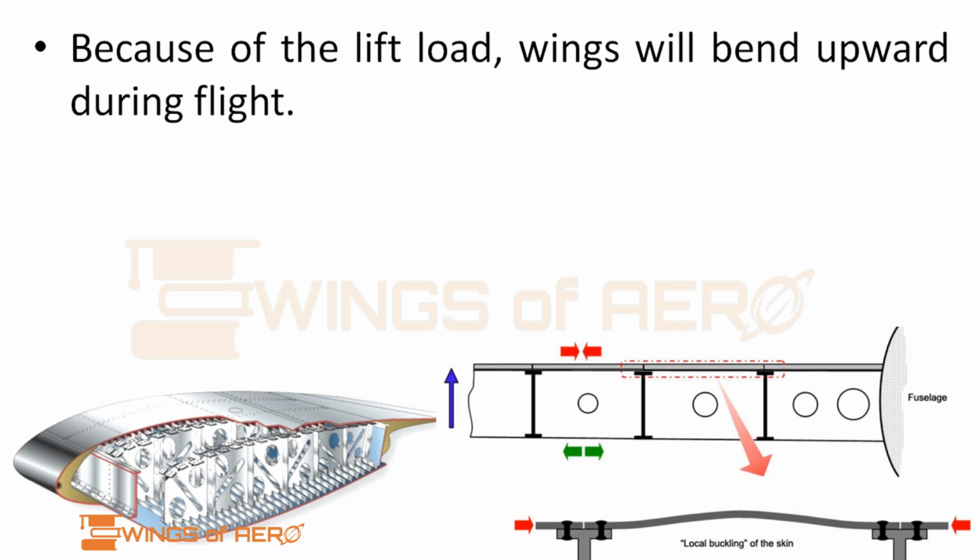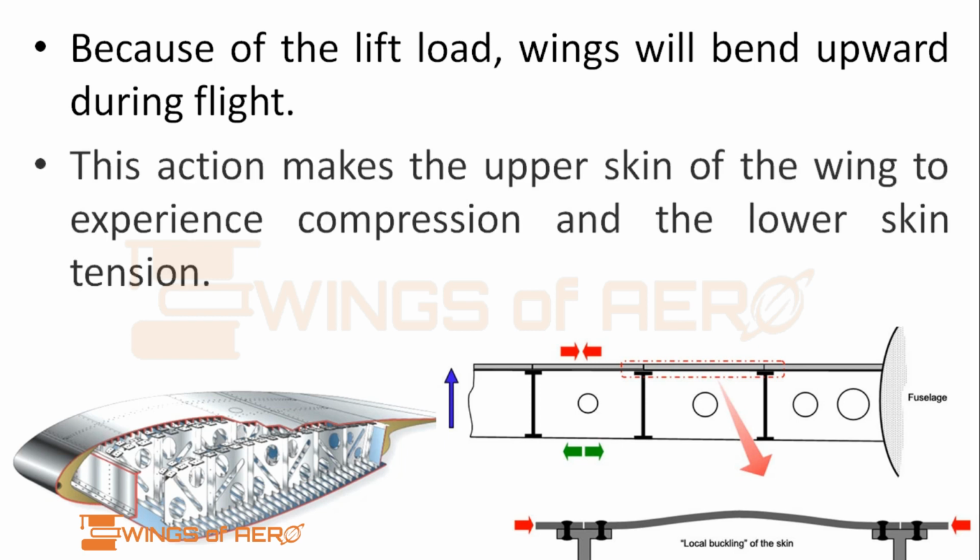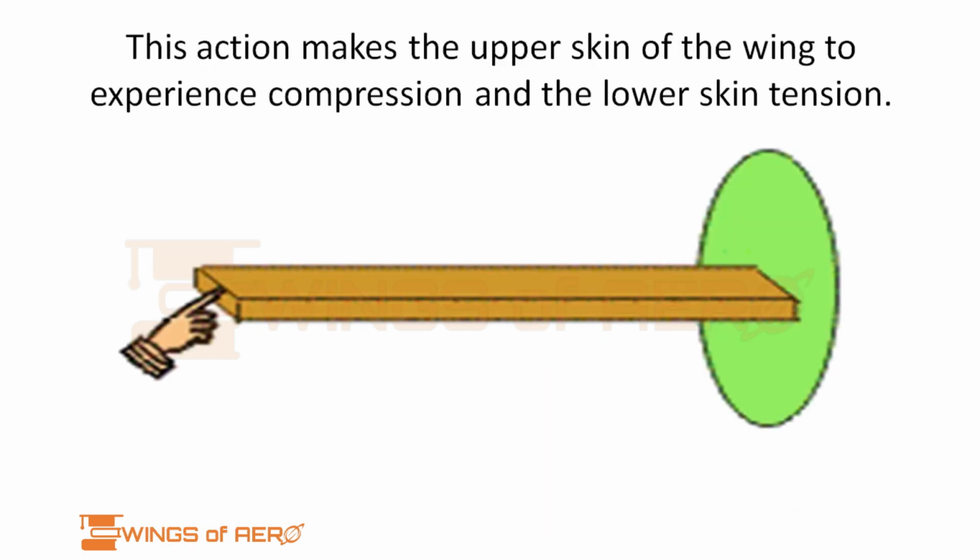Because of this lift load, the wings will be bent upwards during flight, as you can see in the figure. Due to this action, the upper skin of the wing experiences compression, which is shown in red color, and the lower skin is in tension. We can see a demo of this phenomenon.